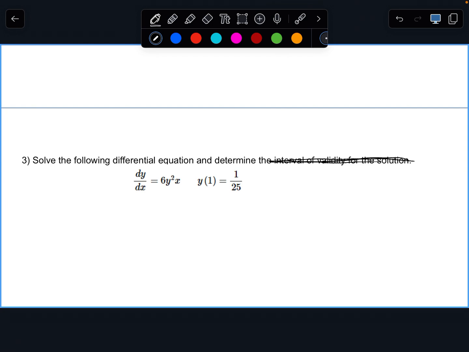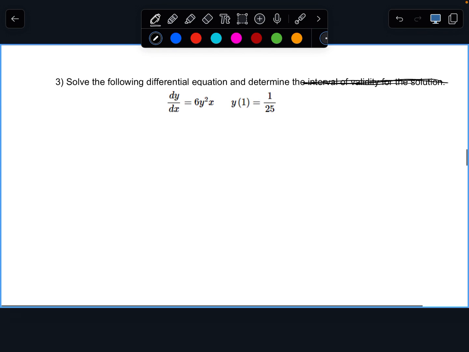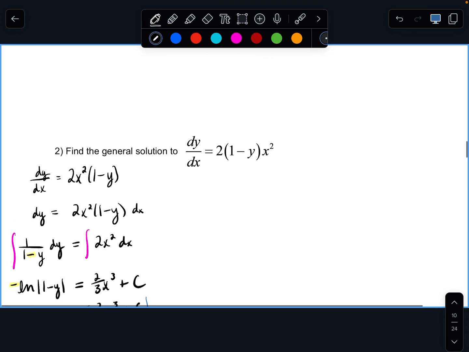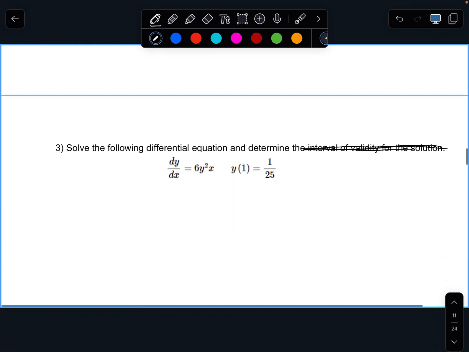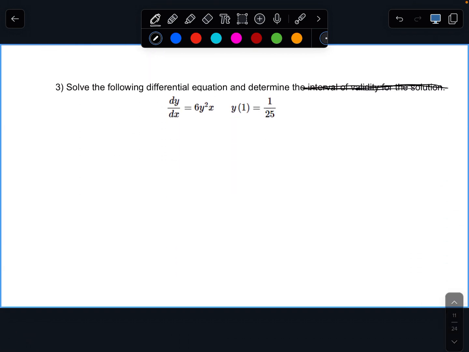So now we're going to do this one. And now we have initial conditions, so that's exciting. They're using "solve the following differential equation." These directions were "find the general solution." They all mean the same thing. The directions can vary, so that's fun.